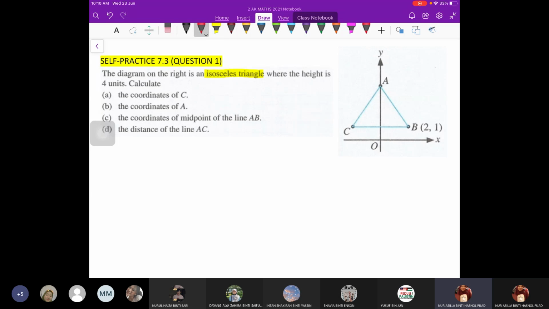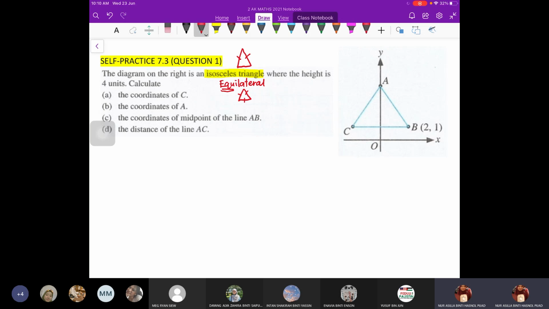Ingat beza dengan equilateral triangle. Equilateral, equal. Kata an equal sides. So ini mempunyai equal sides. Isosceles, dua side dia sahaja yang mempunyai distance yang sama ataupun length yang sama. Okay, so isosceles triangle is just 2 sides.